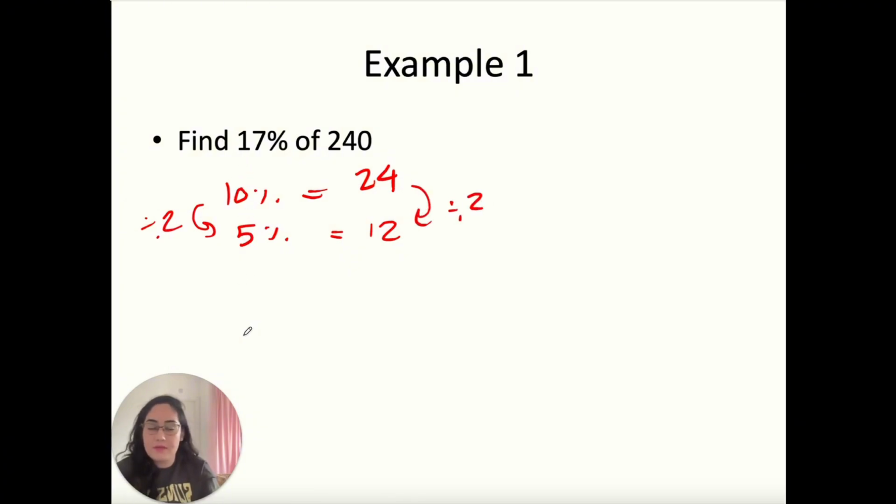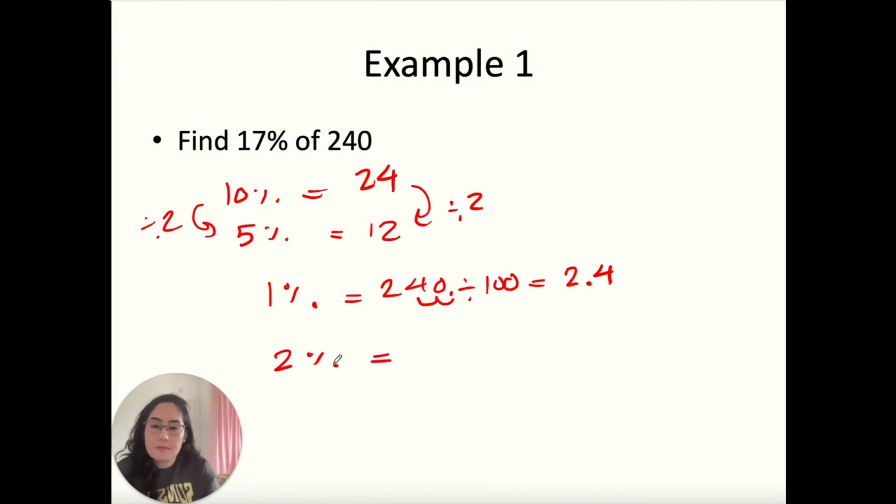So I've got 15% so far, however, I'm looking for 17, so I need to find the 1% as well. So 1% of 240 would be 240 divided by 100, which will give me 2.4. The decimal point is here right now. When you divide by 100, it moves back 2 places, so it's 2.4. So if the 1% is 2.4, I'm looking for 2%, because to go from 15% to 17, I need 2%. So then I'm going to multiply this by 2, and it gives me 4.8.